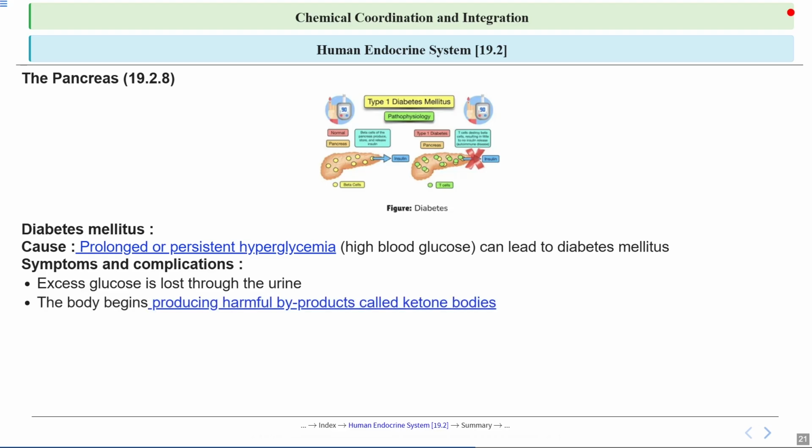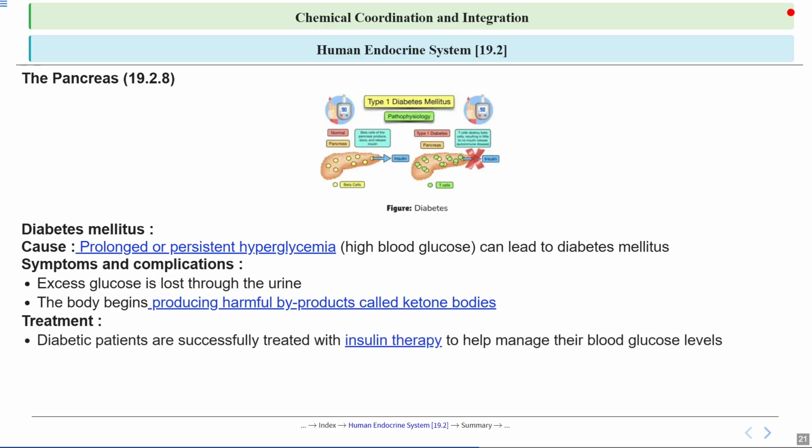When the body doesn't have enough glucose for energy, like during fasting or low carb diets, it starts breaking down fat for fuel. This process is called ketogenesis. It produces ketone bodies as byproducts, and these ketone bodies are acidic and can build up in the blood, leading to a condition called ketoacidosis. It can be harmful if not managed. In this condition, the body uses ketones as an alternative energy source for the brain and muscles. When glucose is scarce but ketones are in excess, they can disrupt the body's acid base balance. So the body begins producing harmful byproducts called ketone bodies.